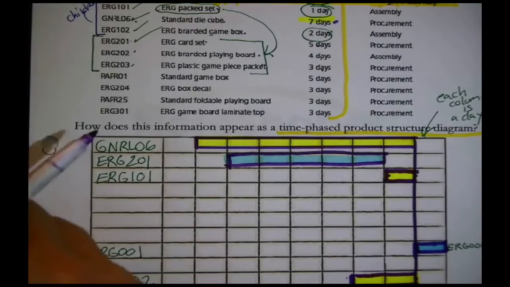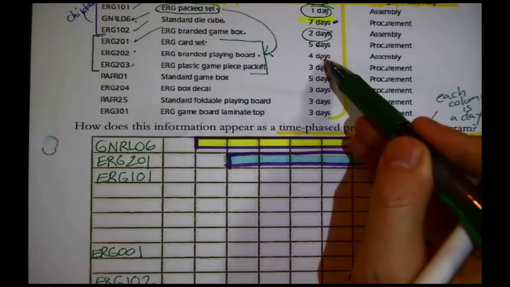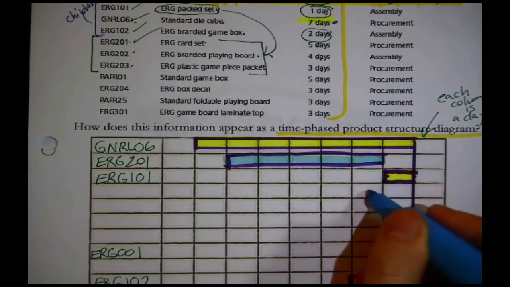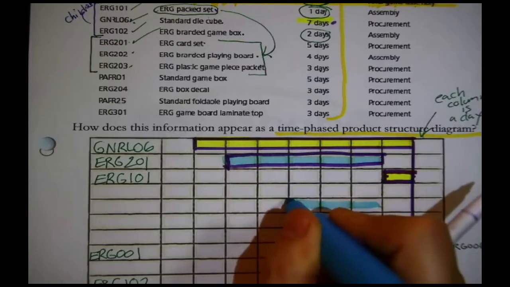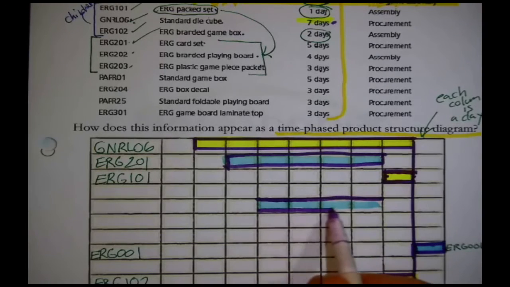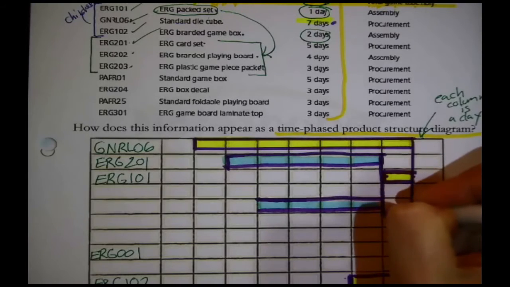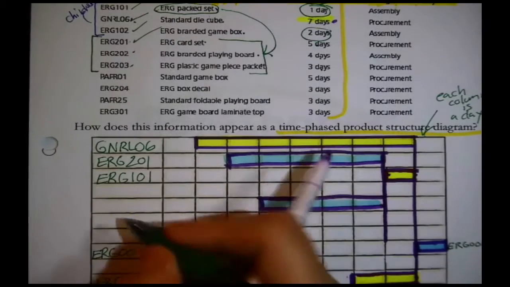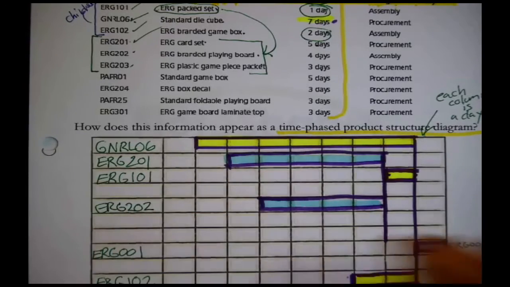Then there are 2 others. Let's see, ERG 202, the lead time is 4 days. We want to leave a little bit of room here, leave 2 rows as a gap. 1, 2, 3, 4, but back up 4 days. This is backing up from when we request the packed set, how long we would wait for ERG 202, the actual playing board.